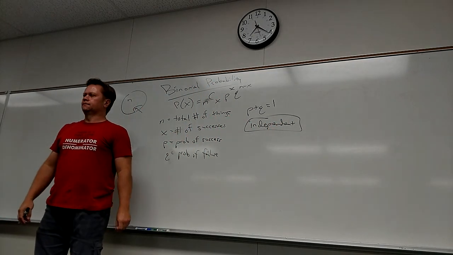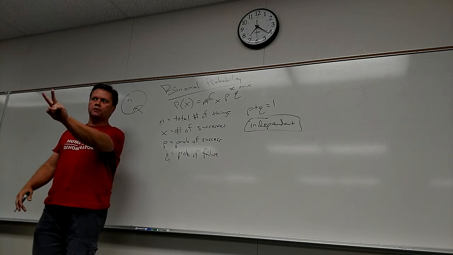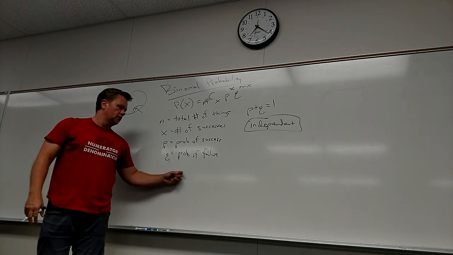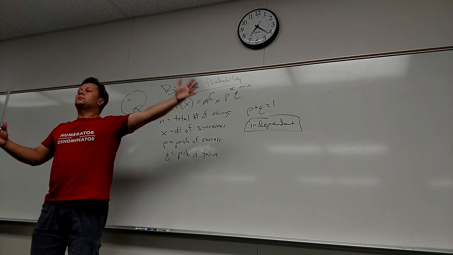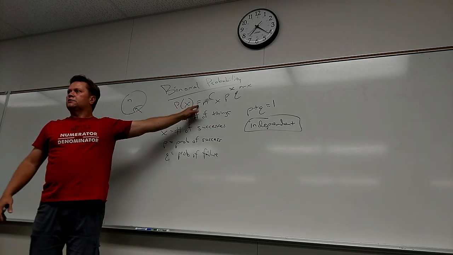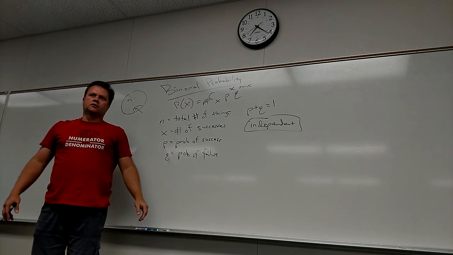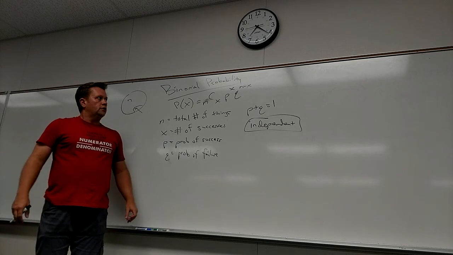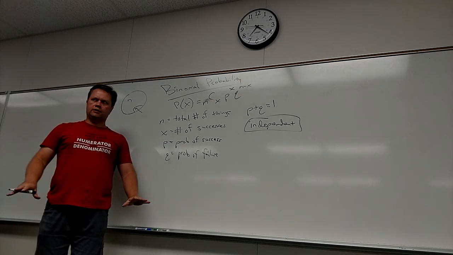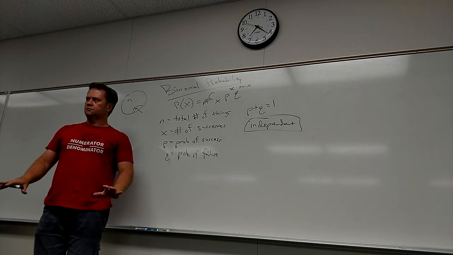Okay, I like it. So if all those things are true, you have two possible outcomes, success and failure. Success doesn't have to be a good thing. They add to one, the events are independent. Then you can use this formula. It's a beautiful formula. All right, I like it. So that's what we did last time.